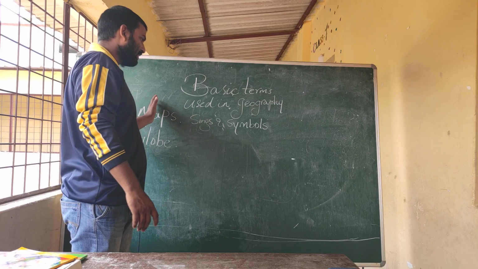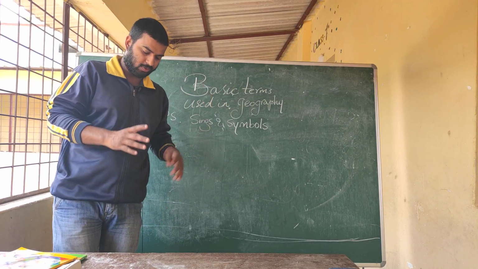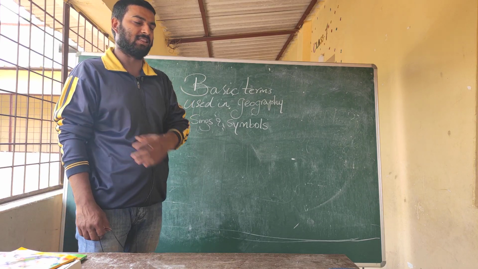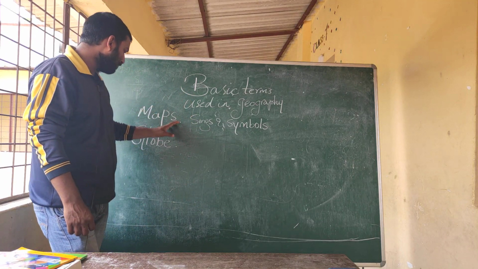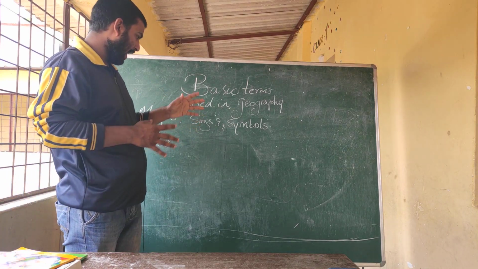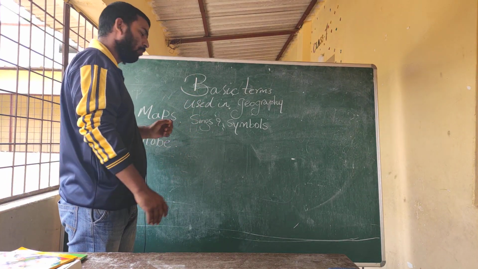Here are the basic geographical terms which we will learn today, and this class is for class 6th, 7th, 9th and 10th. We are going to learn about maps and globes. What do you mean by map and how will you define the term globe?